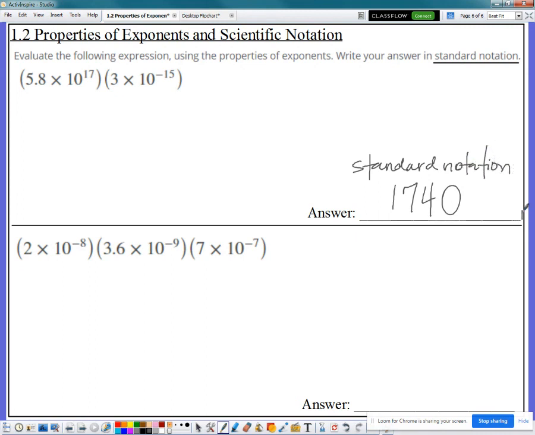And then the next one, don't let it confuse you, don't let it trip you up. It just gives you 3 of them. It's no big deal. Type into your Desmos calculator and then write your answer in standard form.